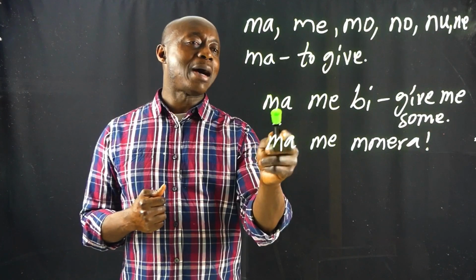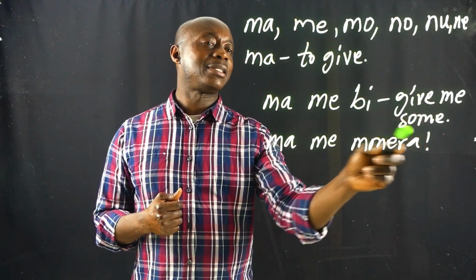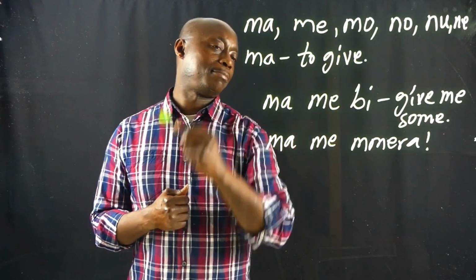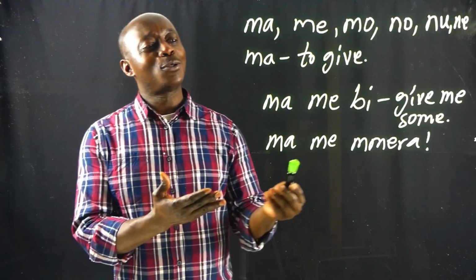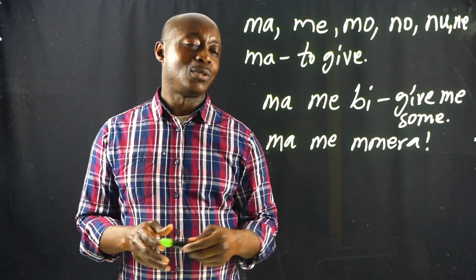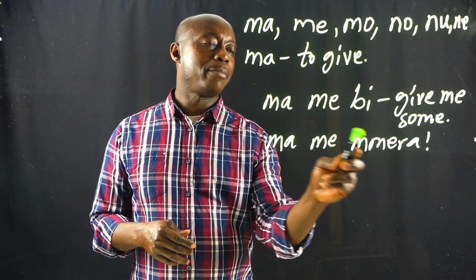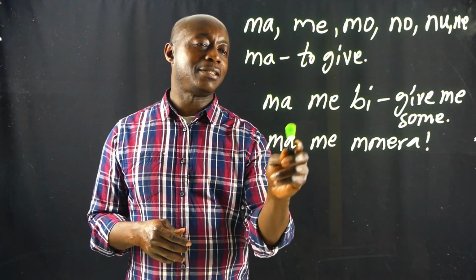So we are saying that when we say ma, it could mean to give. So we have ma me bi, give me some. And then it could also mean let. So here we say ma memra, that is, let me come.